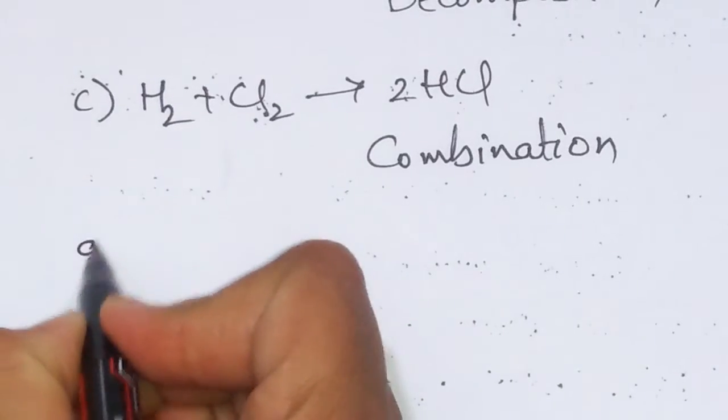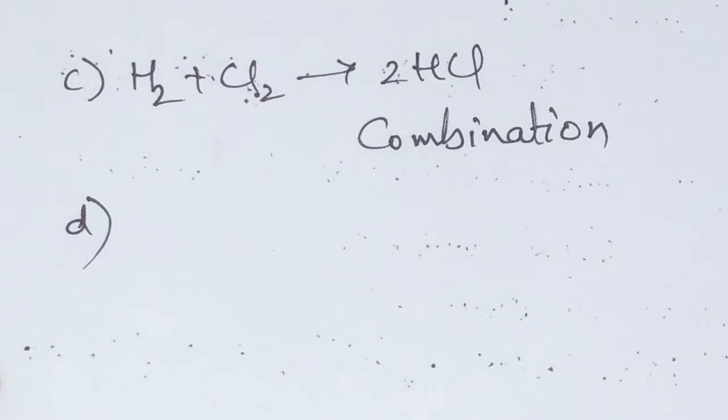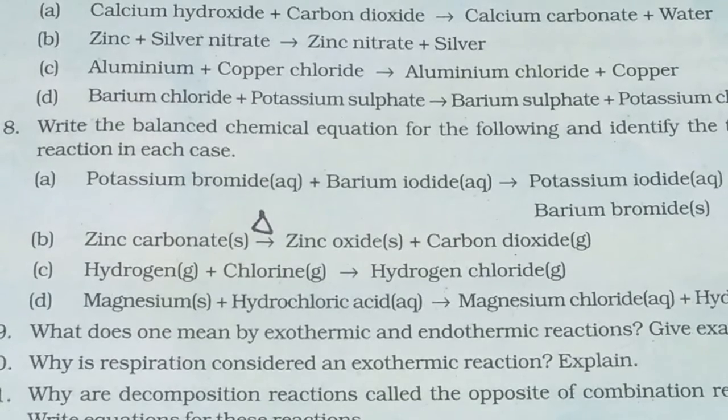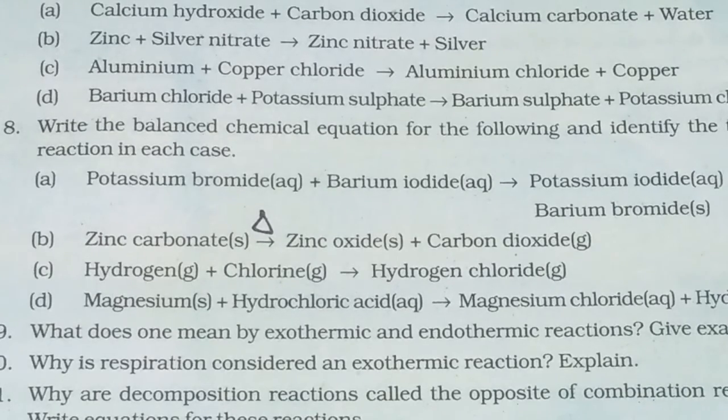Let us see next question also. Question number D. Here magnesium is reacting with hydrochloric acid forming magnesium chloride and hydrogen gas. It is like metal reacting with acid producing salt and hydrogen gas. So here this is a displacement reaction because magnesium is more reactive than hydrogen, so it is displacing hydrogen from there. Single displacement reaction. Let us write equation also for this.